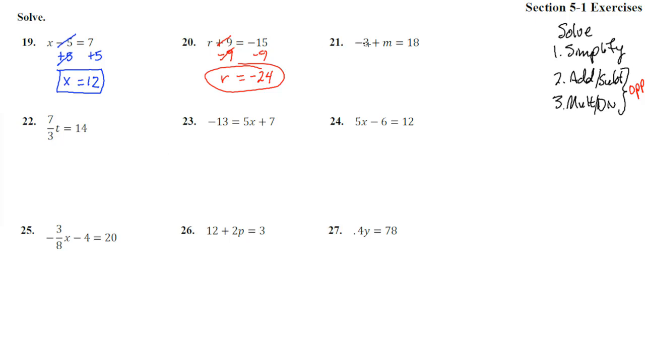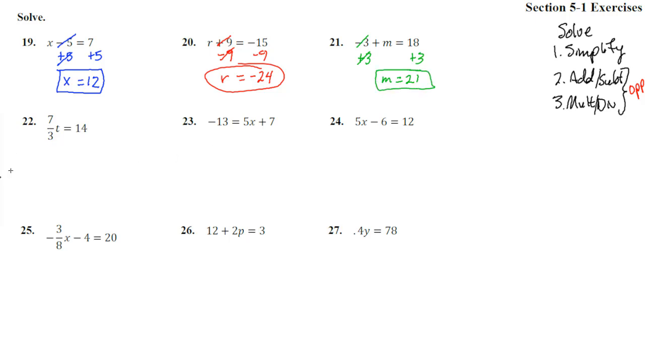Number 21, negative 3 plus m equals 18. We want to get m by itself, so we have to do the opposite of that negative 3, which is a plus 3. Even though it's being added to the m, we have to kill this number, and that's what does it. Technically, we just use the additive inverse. So it's gone. We did it to both sides, so now we have m equals 18 plus 3 is 21.